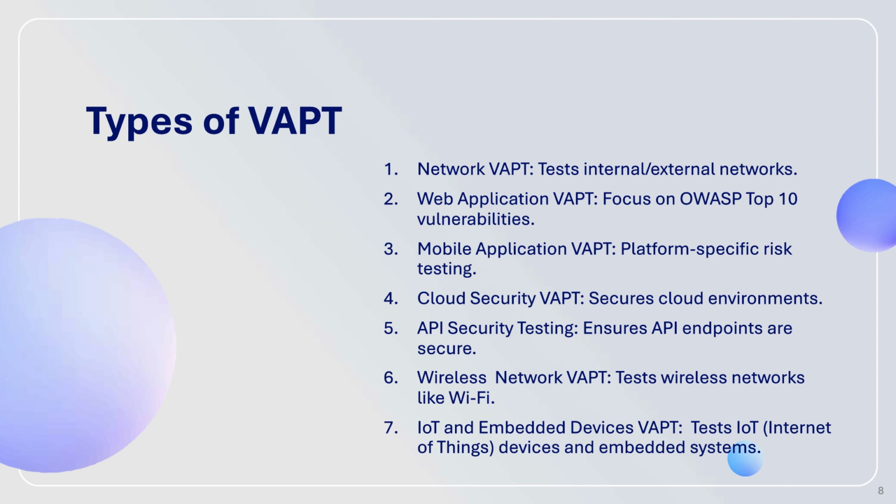Then comes IoT and embedded devices VAPT. It protects Internet of Things devices and embedded systems. Each type targets specific areas of risk, ensuring comprehensive coverage of an organization's security landscape.